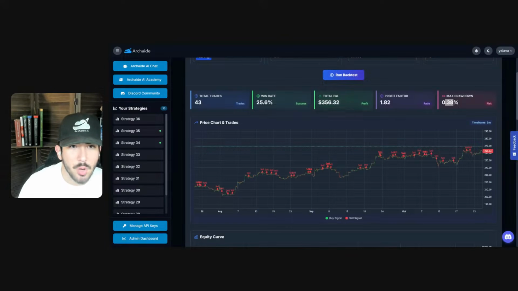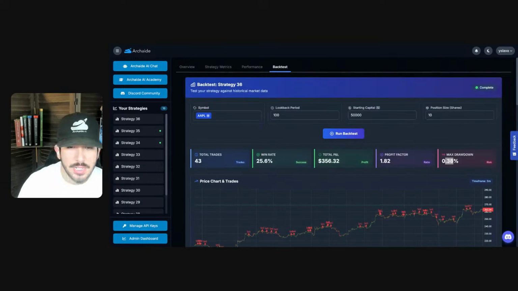But overall, if you have stone cold cojones, big cojones or diamond hands, as people would say, you might want to buy and hold this rather than using this particular strategy. But again, it's still cool that you have access to this data in addition to so many other things.